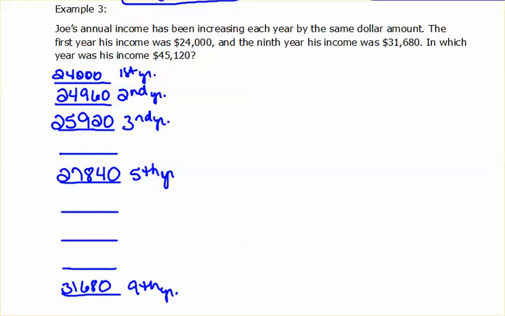Now let's double check ourselves just to make sure that we are going up by the same amount each year. So, what's the difference here, or how much are you adding in order to get from 24,000 to 24,960? Well, we're adding $960. Is it the same for the next year? Actually, it is. It's adding $960. So 960 is our common difference.